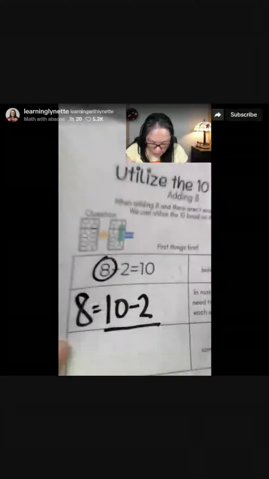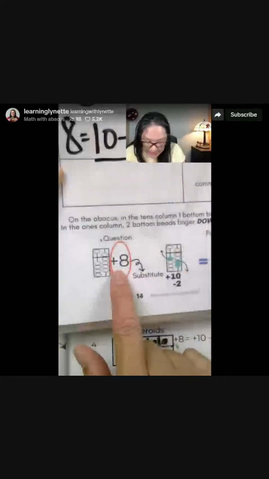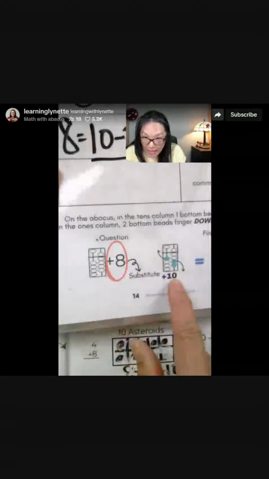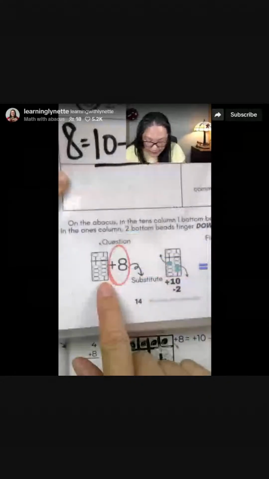When we look at that, here's another question. I have 9 on my abacus and I need to add 8. To add the 8, I need to substitute 10 minus 2. So I add the 10 and I have to take away the 2. I could do it again on my abacus. If I have 9 and I want to add the 8, I need to plus the 10 minus the 2. So my final answer is 17.